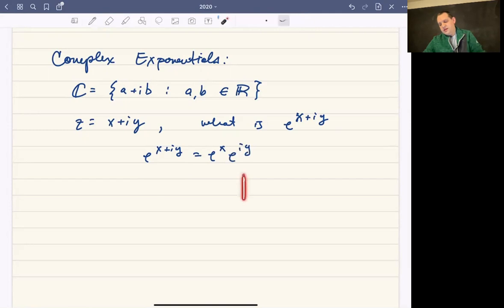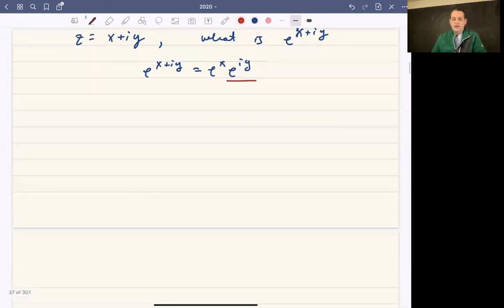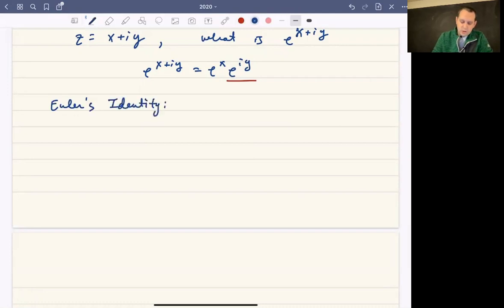But what does it mean to take the exponential of an imaginary number, e to the iy? Well, this is the thing that I want to focus on, this e to the iy. And it turns out that there's a really nice thing that happens here. It's so nice that it's named after someone. It's called Euler's identity. And before I spoil it, let's think about what this is in terms of the power series for e to the x.